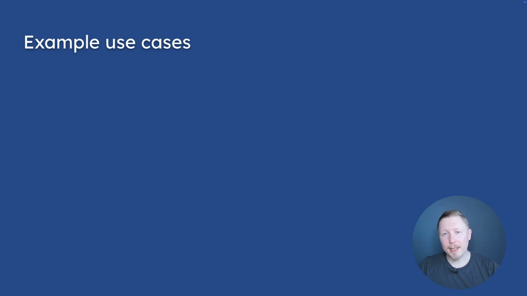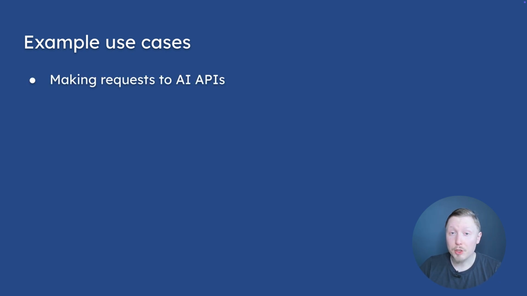So here are some specific example use cases where I would use asynchronous tasks. One is making requests to AI APIs.